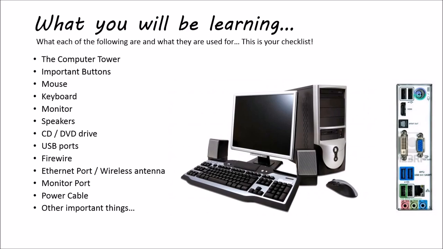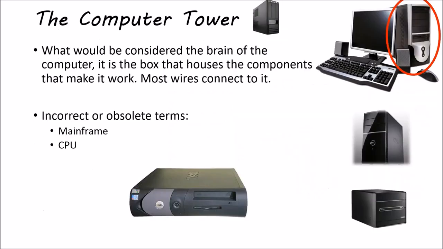So, getting started here, the first thing is the computer tower. Now, I know we went over this a slight bit over what the desktop, laptop, and tablet is, but the computer tower would be what's considered the brain of the computer. It is the box that houses the components that make it work, and most of your wires will be connected to it. So you can see a tower circled in the top right there, and I have several other examples here as well. So there's an example here, there's an example here, here, and here.